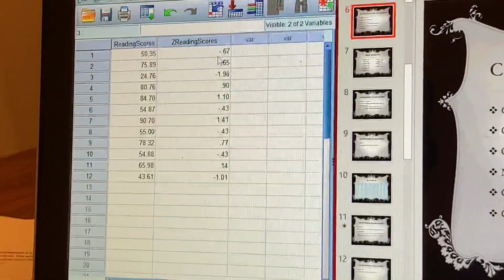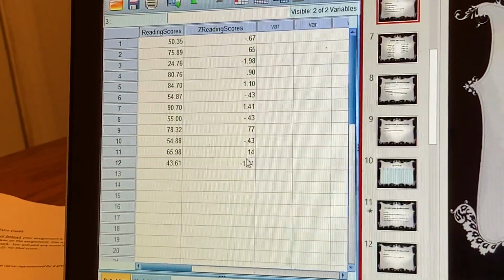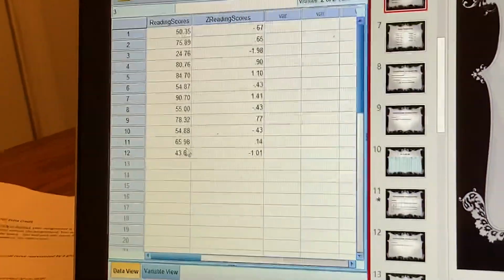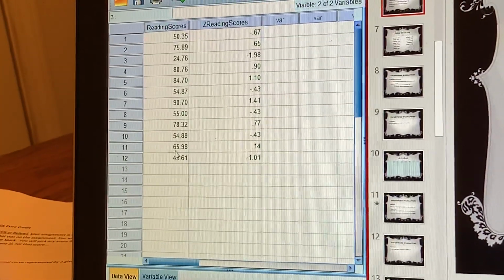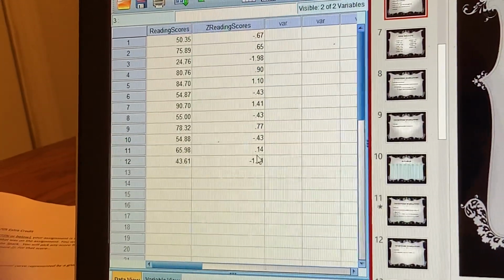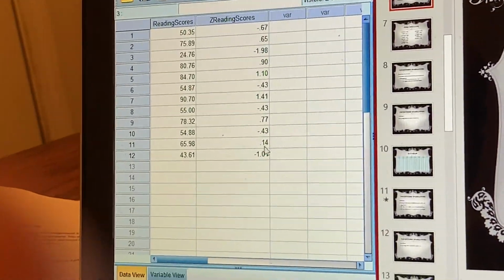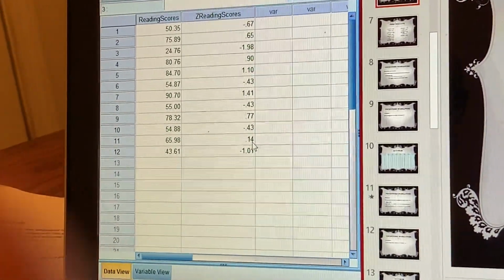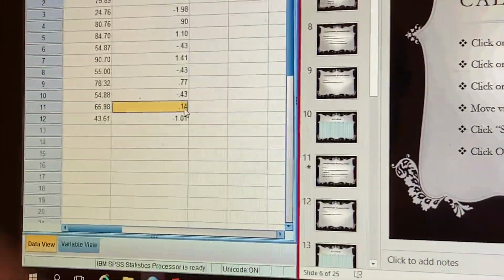If you would notice, with Z-scores, I have both positive and negative Z-scores. We'll start out with the first Z-score of 0.14. It came from a score of 65.98, which was slightly higher than the mean. This small positive score indicates that it was higher than the mean, but just barely.